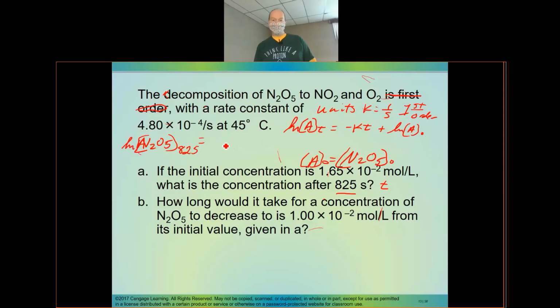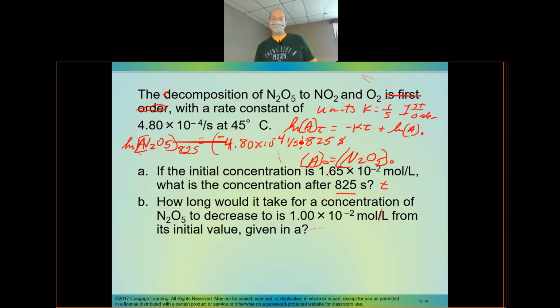And that is equal to negative kt. So negative, they give us the k value. That's how we knew it was first order, because I crossed out where it said first order in the problem. So it's negative 4.80 times 10 to the minus 4, 1 over seconds, and then the time gives us 825 seconds.